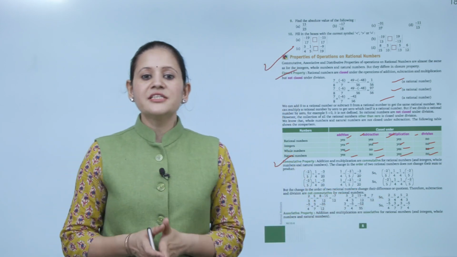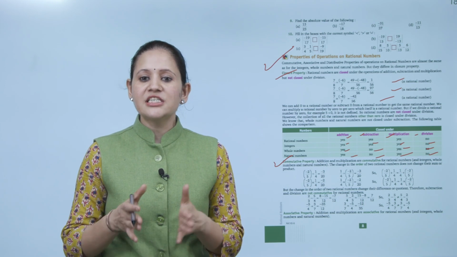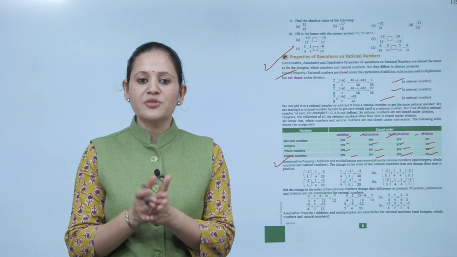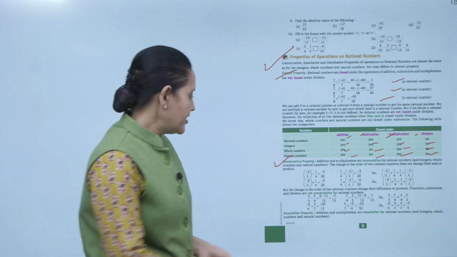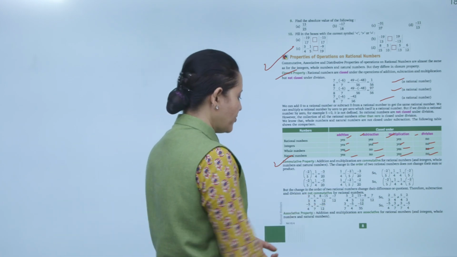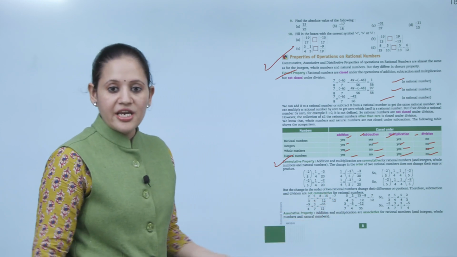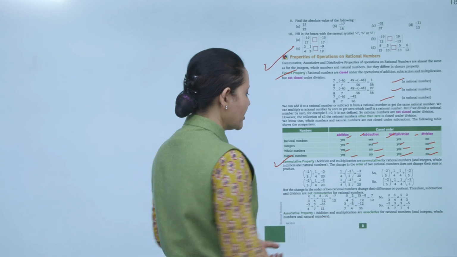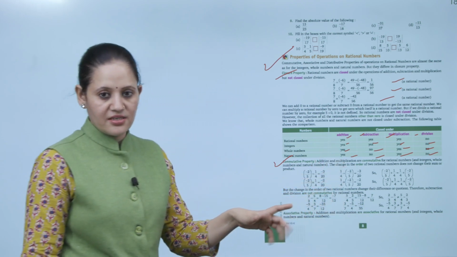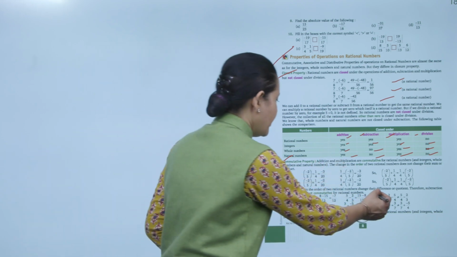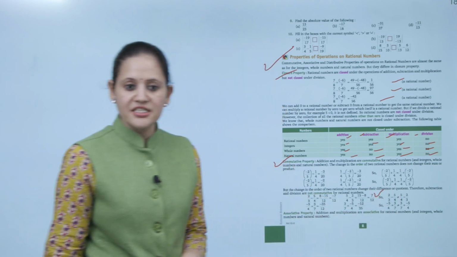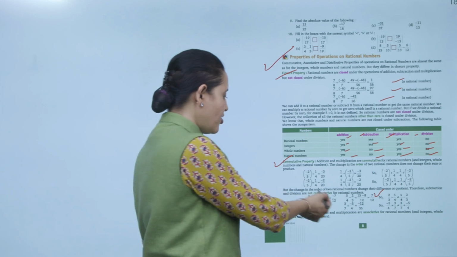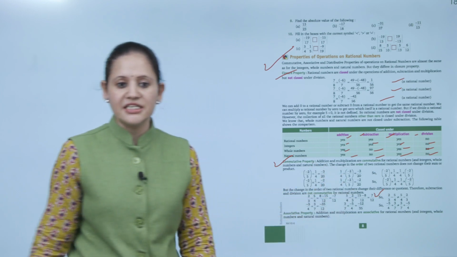Clear? But the change in order of 2 rational numbers changes their difference or the quotient. Therefore, subtraction and division are not commutative for rational numbers. Like 2 by 3 minus 5 by 4. So, we'll get minus 7 upon 12. Now, if we change the order, 5 by 4 minus 2 by 3. So, we'll get 7 by 12. See, here the differences change. Same in the division also. If we change the order, the quotient will be changed.